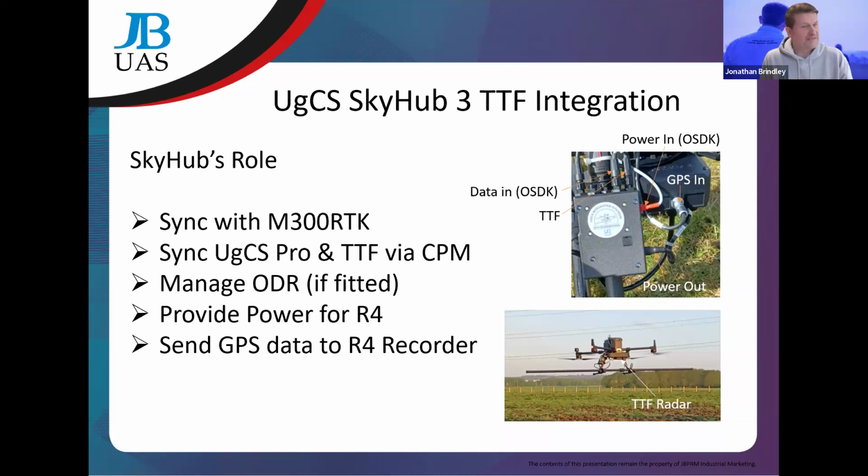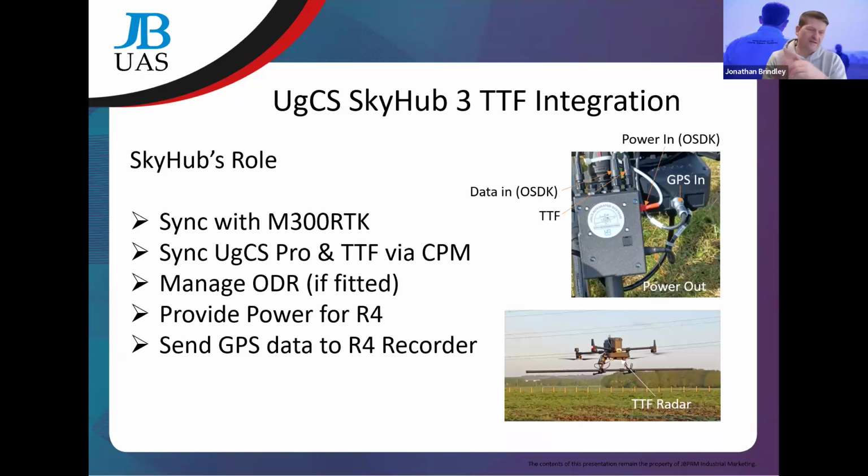If you've got any questions on that, please send them in. And it's also, as we touched on just in the last slide with the power cable, SkyHub is also providing power for the R4. The R4 doesn't have its own power supply on board, unlike the R3. So we need to provide power into the R4 from SkyHub. So SkyHub is taking the power from the M300. It's then sending that power out at a given voltage, in this case 12 to 18 volts for the R4. And then lastly, I touched on it just a minute ago, we're sending the GPS data to the R4 recorder.